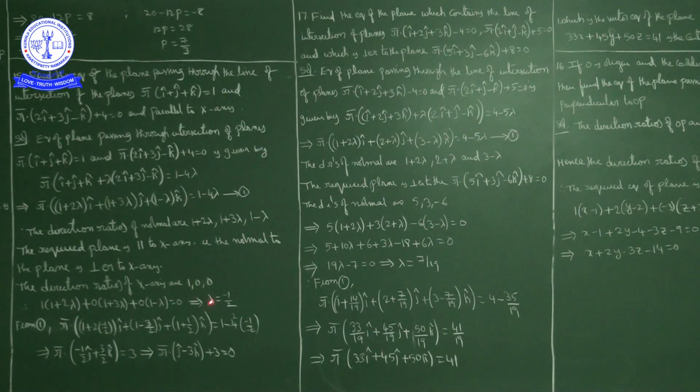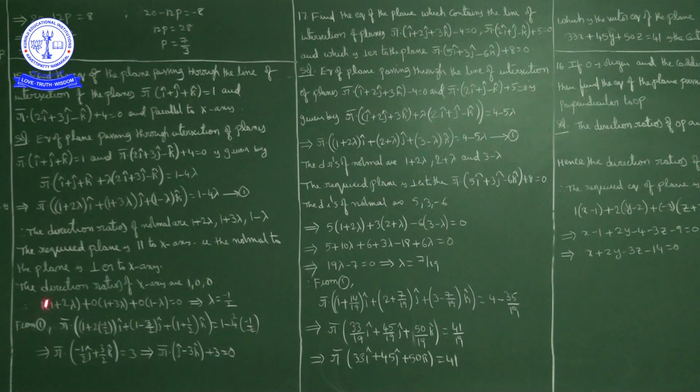So 1 plus 2 lambda equal to 0. So 2 lambda is equal to minus 1, lambda is equal to minus 1 by 2. Okay. Now as lambda value is minus 1 by 2, substitute lambda value minus 1 by 2 in equation 1.